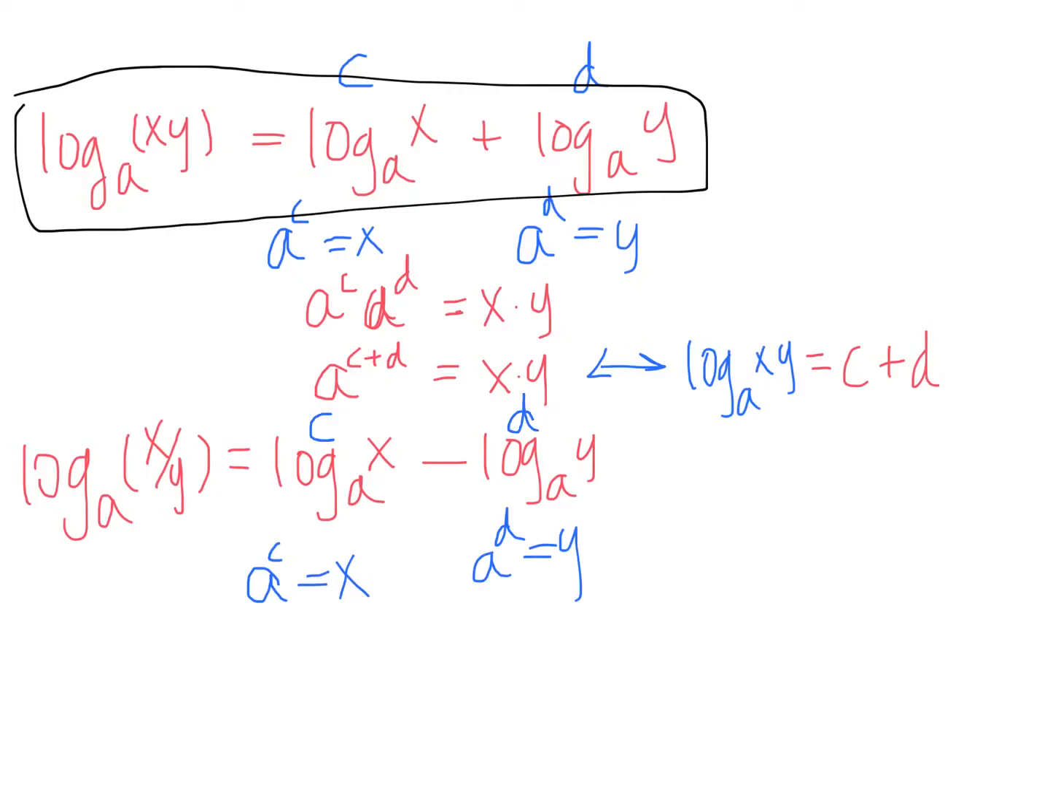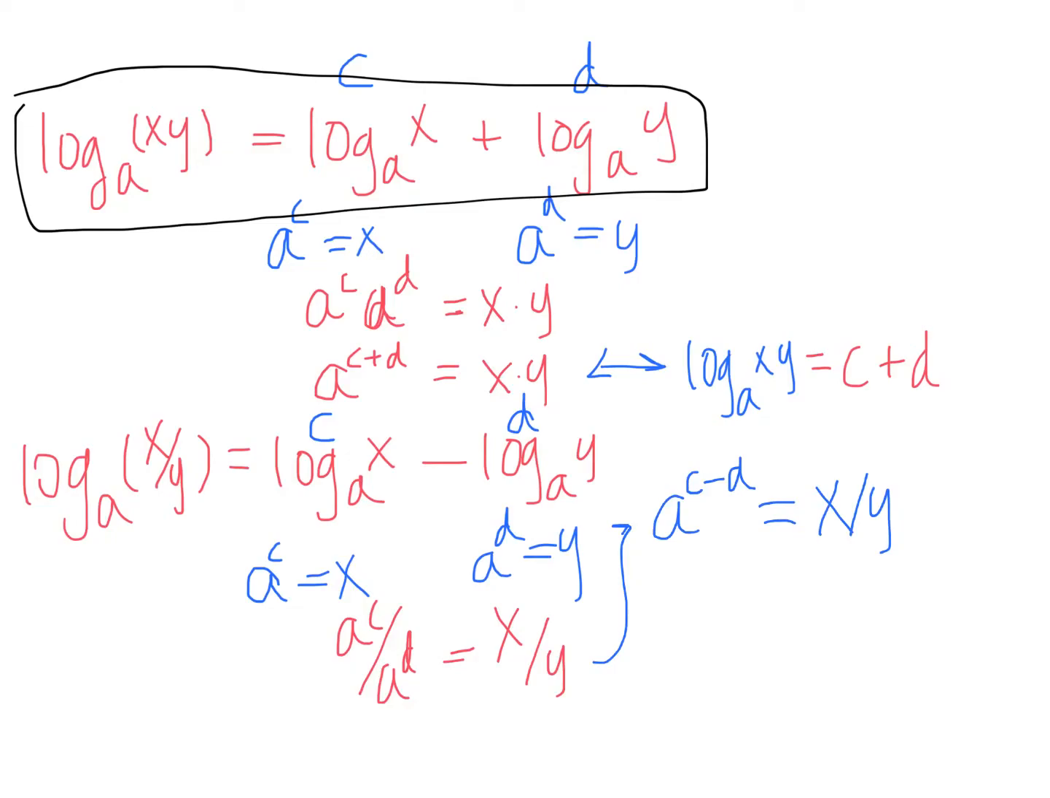And so now, instead of multiplying x times y, divide them. So x divided by y, well, that's a to the c divided by a to the d. And remember, the exponent rules of division tell us that with the same base, when I divide, I just have to subtract the exponents. So I have a to the c minus d is equal to x over y.